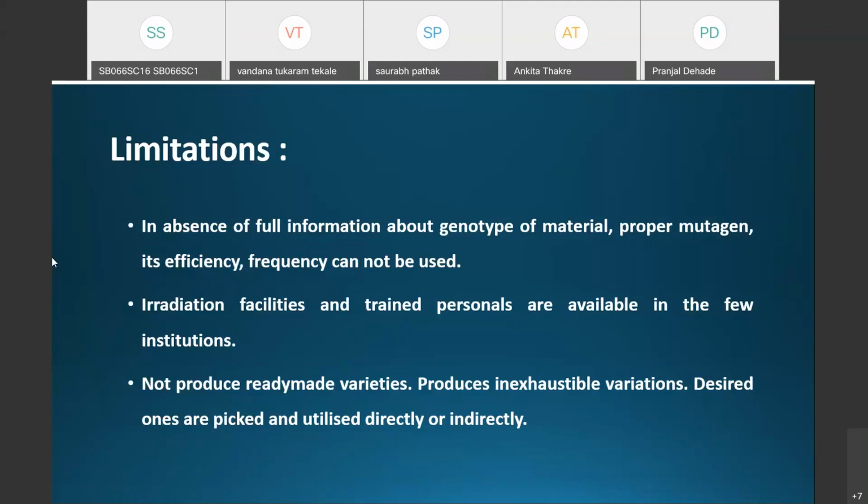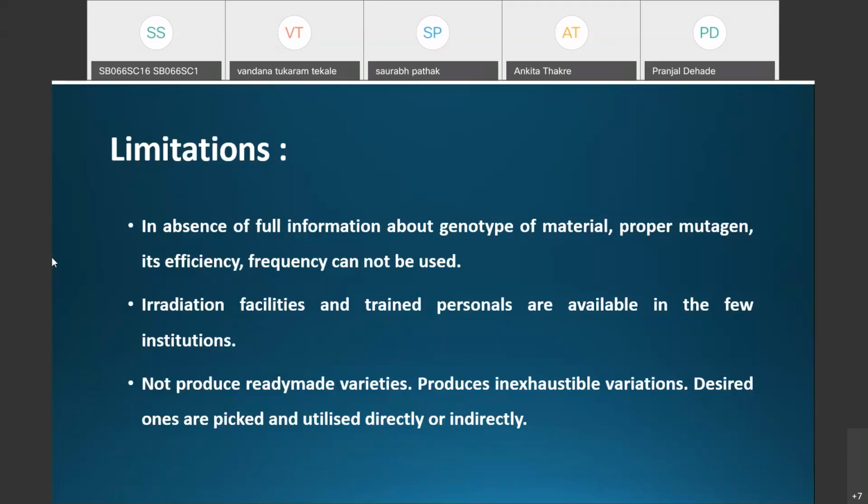Okay, another limitation of this method is that the irradiation facilities and trained personnel are available only in a few institutes. For example, we have discussed different types of mutagens like neutrons. The treatment can only be given in the atomic energy departments which are established by the governments, and such institutes are very few. That's why the irradiation facilities and trained personnel are available only in few institutes.